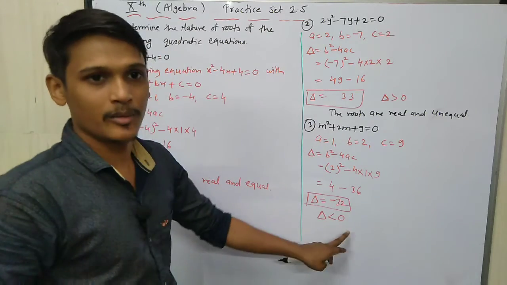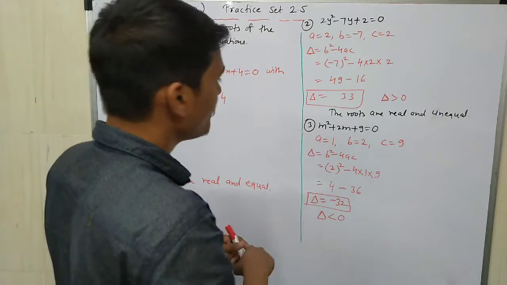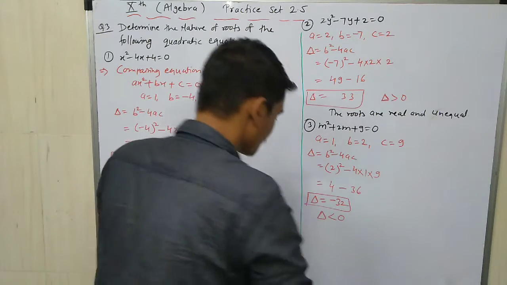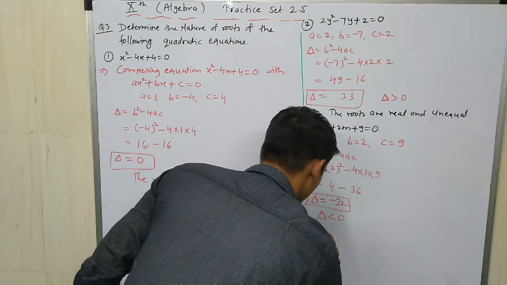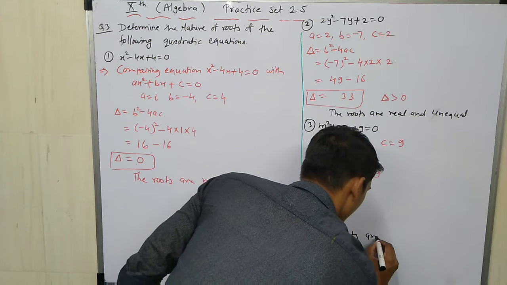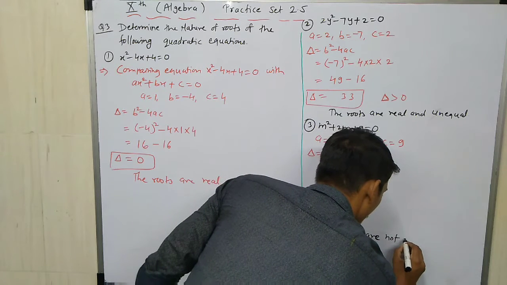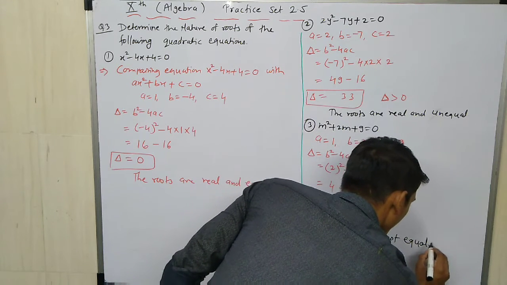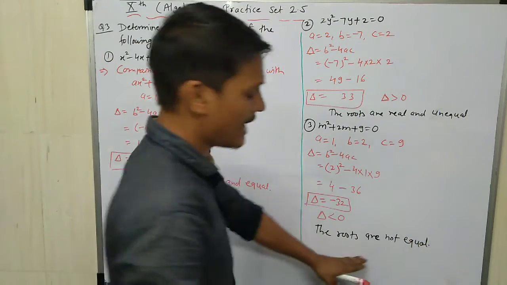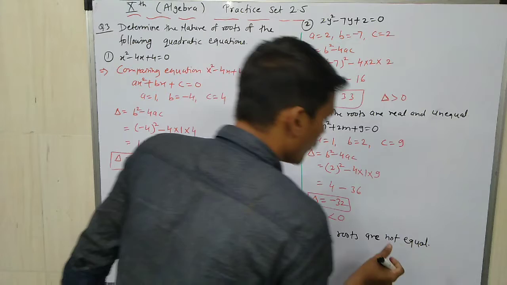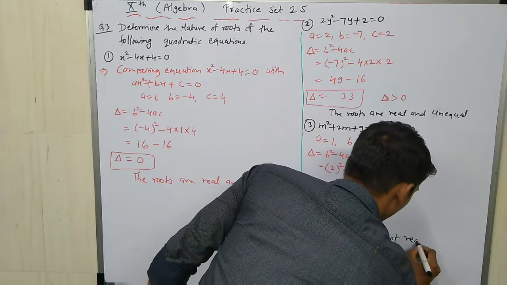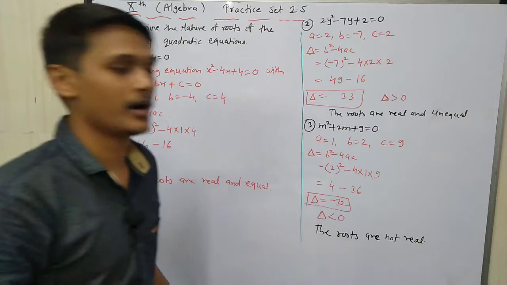Here delta is less than 0, so what will be here? The roots are not equal. The roots are not equal, and you can also write not real. Understood?